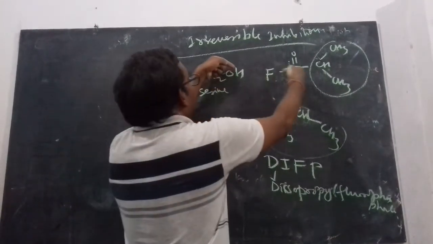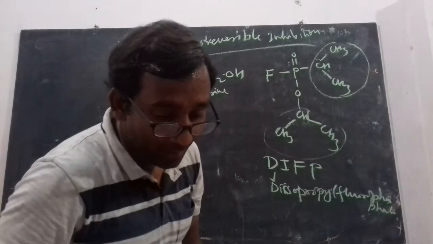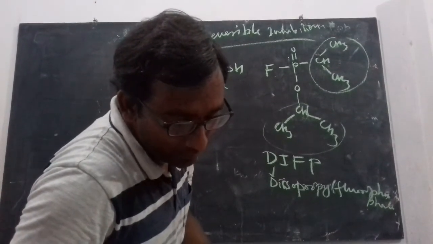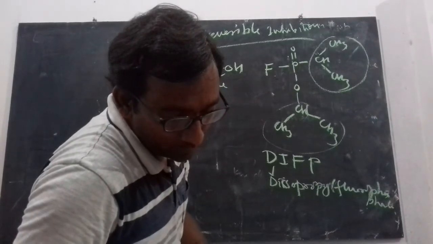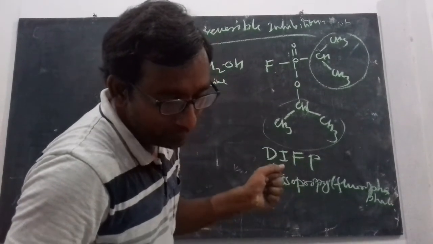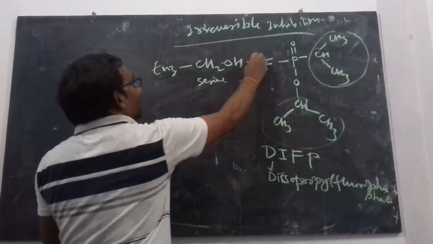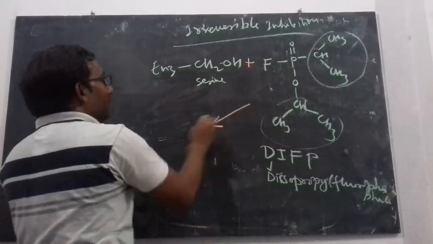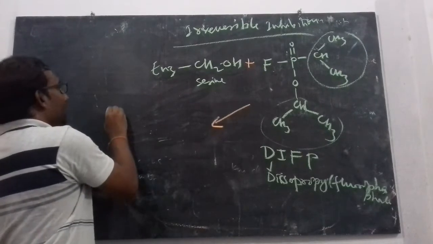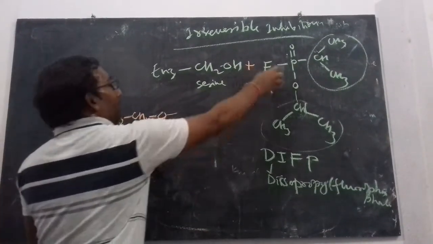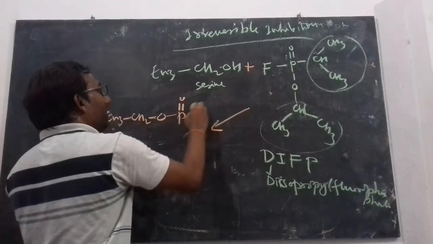How will it react with this and form a covalent bond? It will react with it and form a covalent bond. So the fluorine will be removed. When these two are reacting, what will happen? You will just see. This will become the enzyme, this is CH2, this is O, and fluorine will be removed, and it will form a permanent covalent bond.